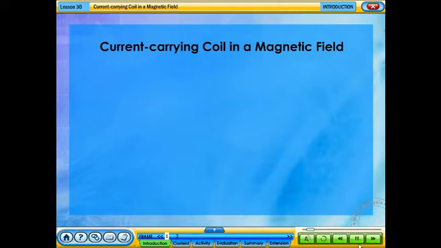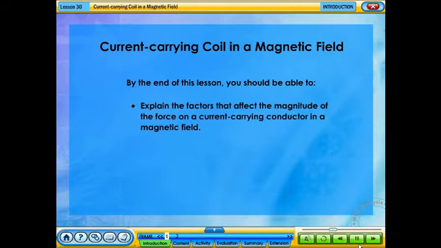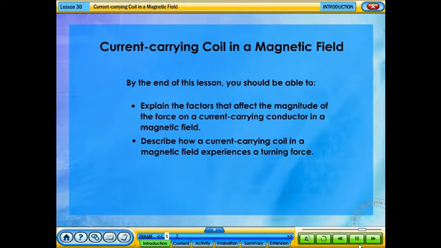Current-carrying coil in a magnetic field. By the end of this lesson, you should be able to explain the factors that affect the magnitude of the force on a current-carrying conductor in a magnetic field. Describe how a current-carrying coil in a magnetic field experiences a turning force.